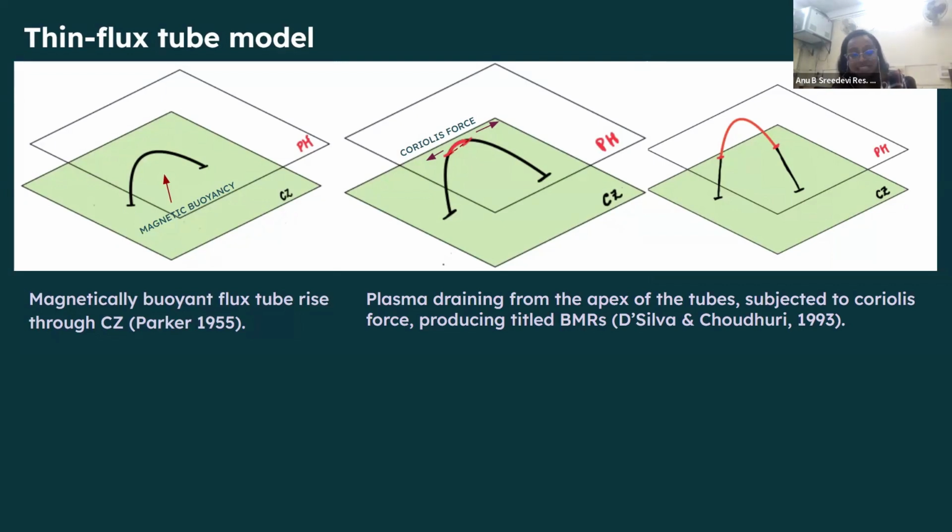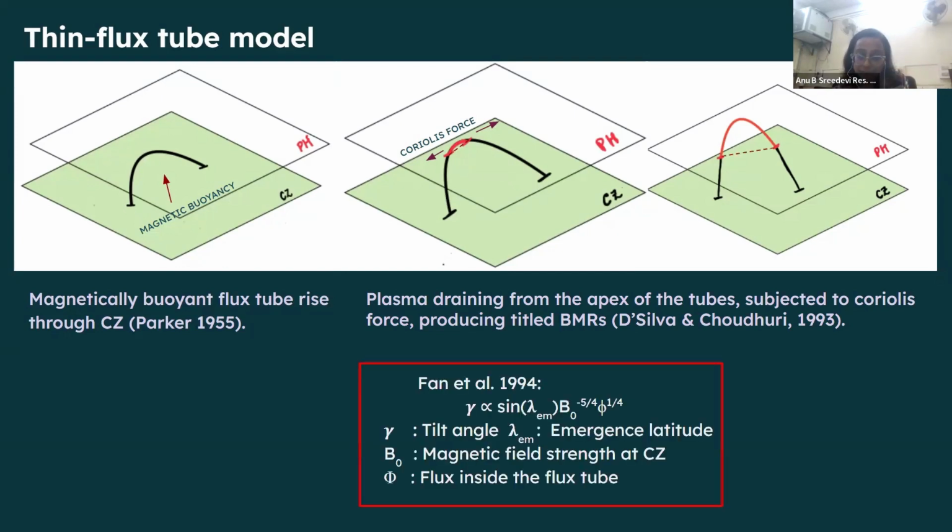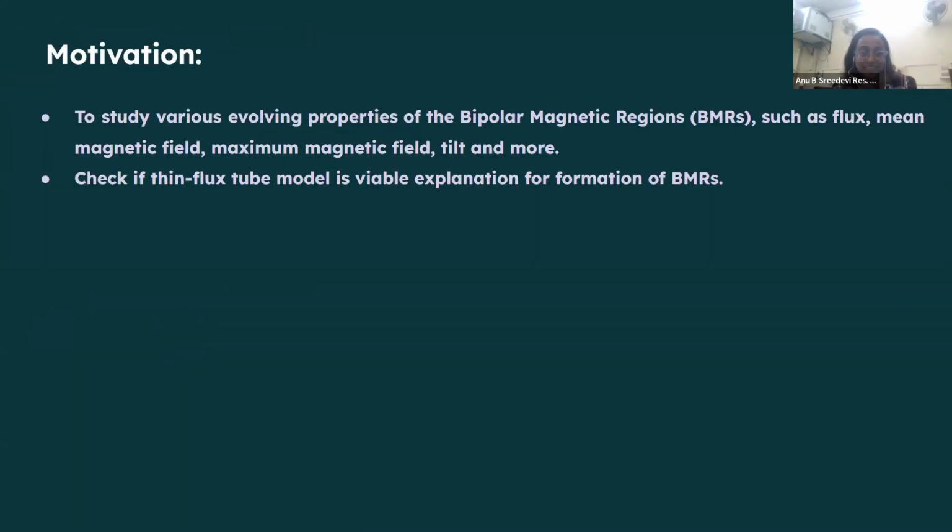Since it was proposed, there have been a lot of simulation studies using this thin flux tube assumption, and one of the famous ones is by Fan et al. in 1994, where she and her group gave an empirical relation for the tilt in the BMRs with the properties of the BMR. We will come back to this in a later phase. This is just a promo, but we will come back with a slide later.